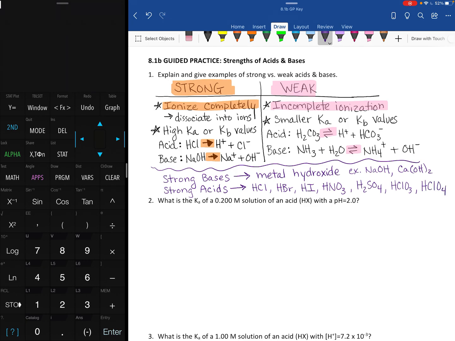Those are two that we don't usually see a lot, but I'll add them on there. So that is the list of strong acids. You just have to know it. So let's take a look at some problem solving and see how we might determine some things.